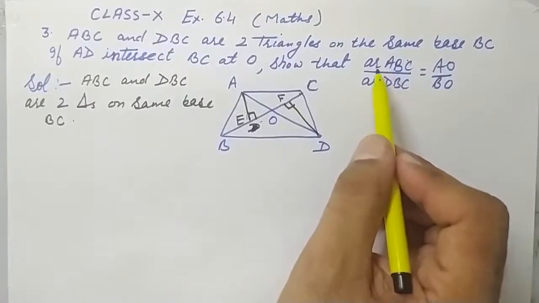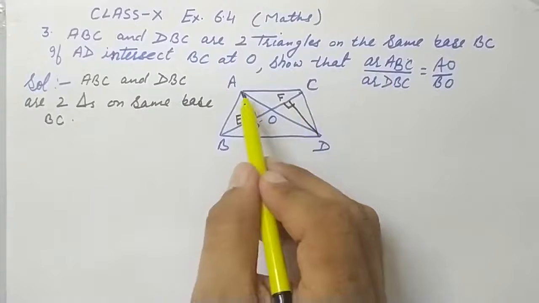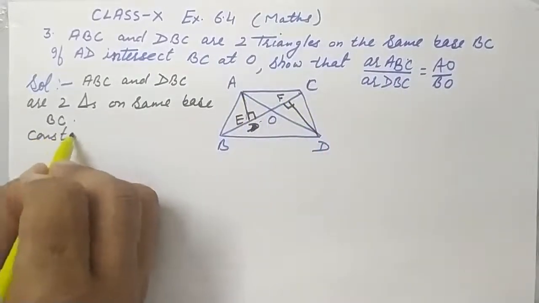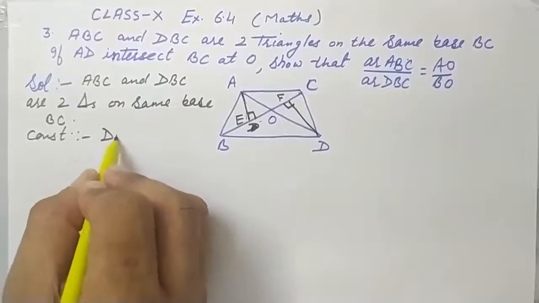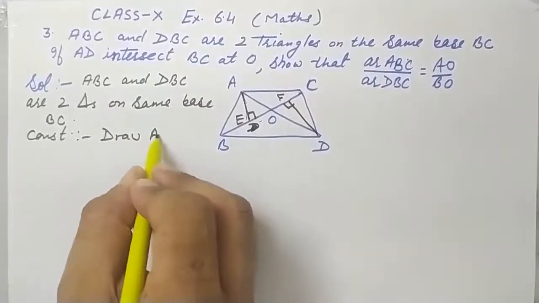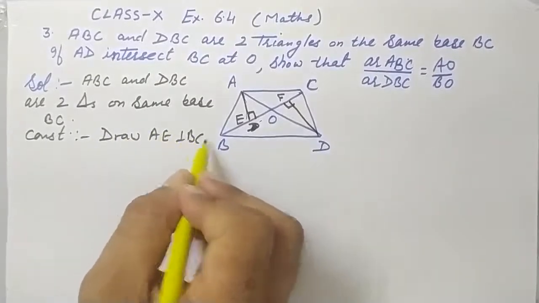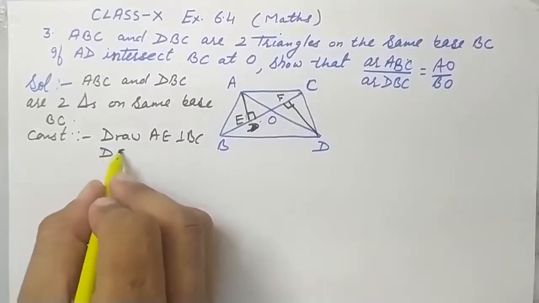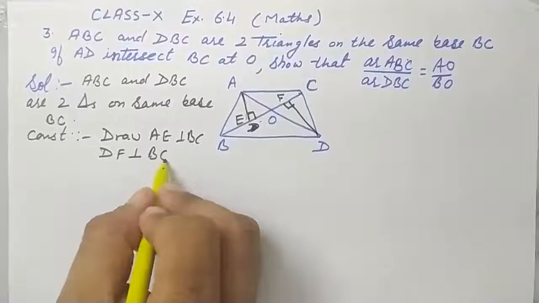So the area of the triangles are half into base into heights. The heights we have drawn here, so we'll write in construction also: draw AE perpendicular to BC, and DF also perpendicular to BC.